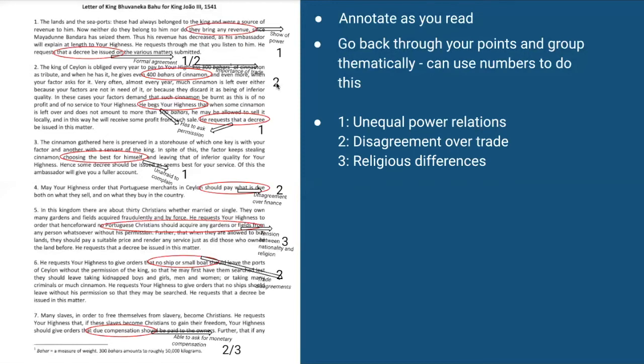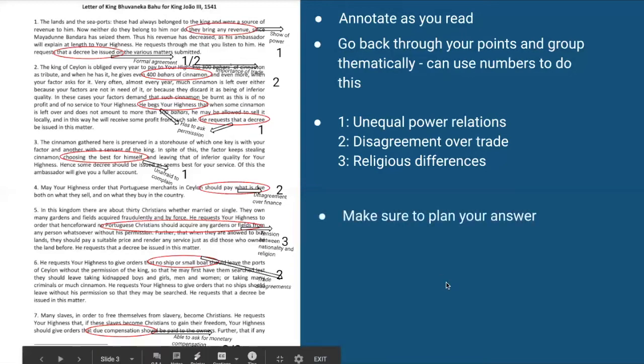Number 2, disagreement over trade, that I've kind of linked in here, should pay what is due. 3, religious differences. You may see with some of them that I've put 1/2. Some of them may fit into more than one theme, and that's completely fine. Once I've done that, I would be ready to plan my answer.